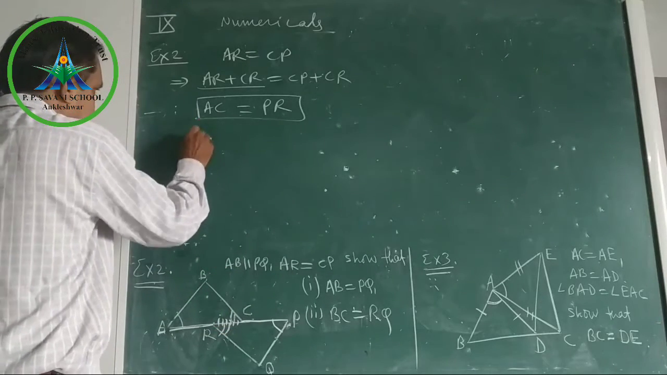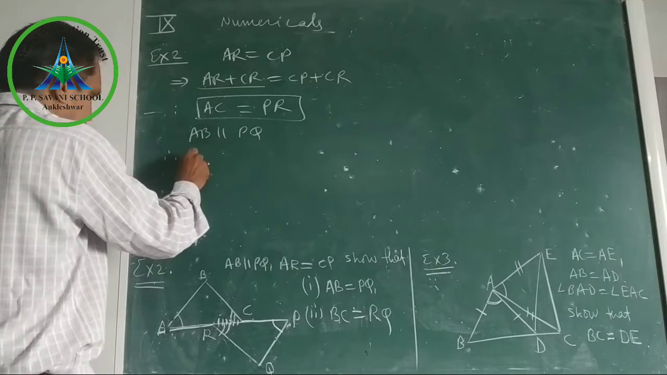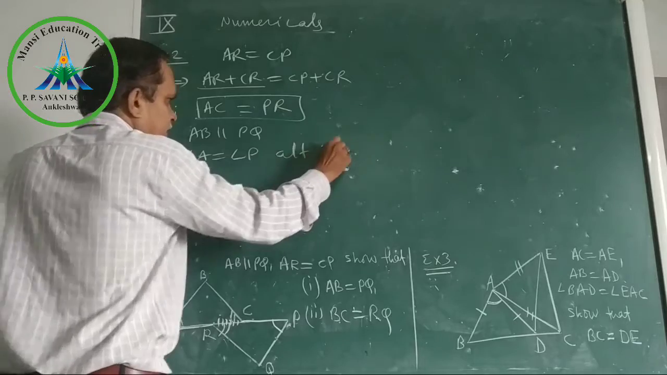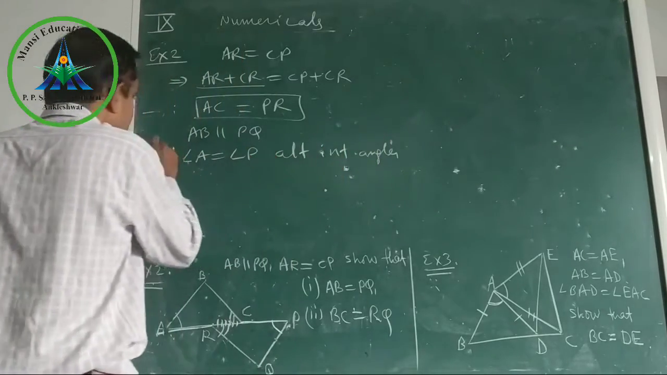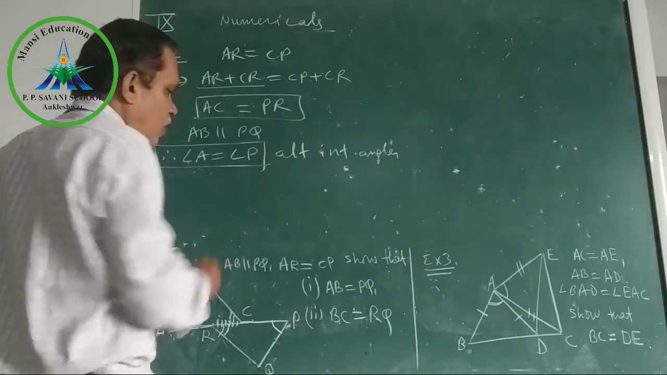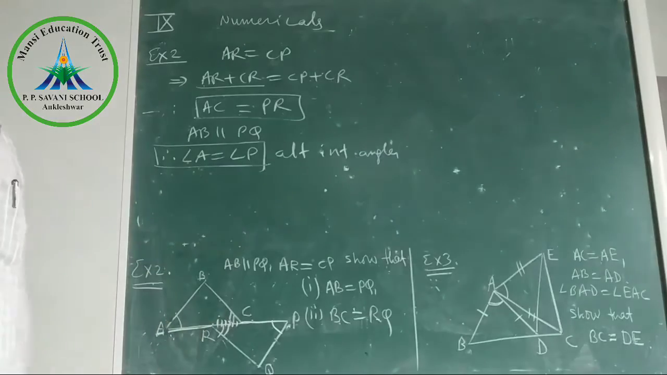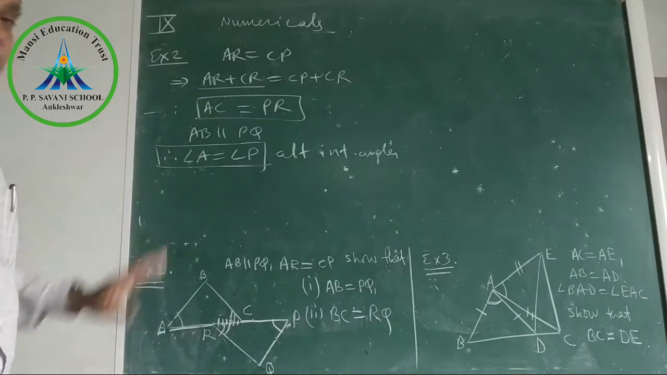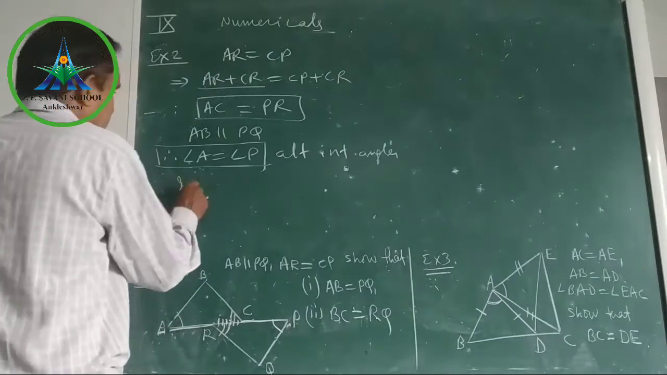See, AB parallel PQ. Therefore, angle A equal to angle P, alternate interior angles. This is to be written first because in the example it is not given. You have to prove these are equal. With therefore this given. Now this makes our way clear. Now we will take triangle.